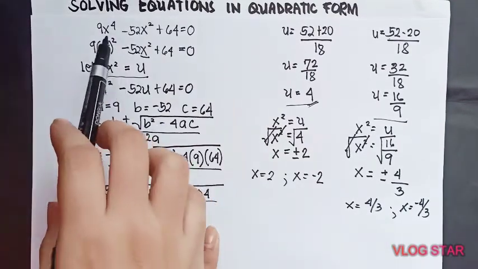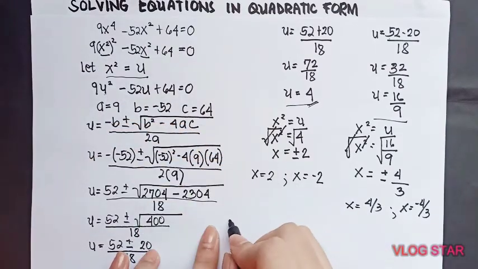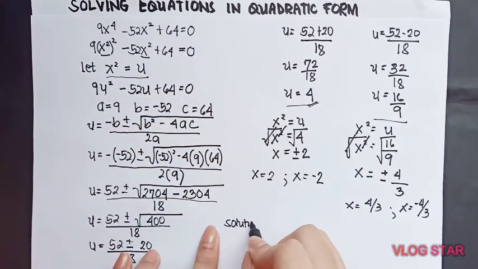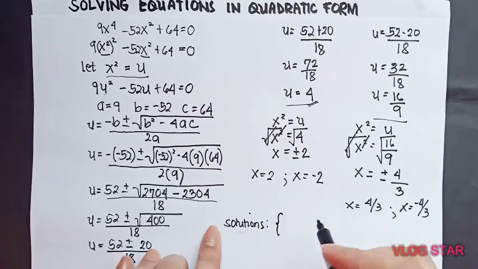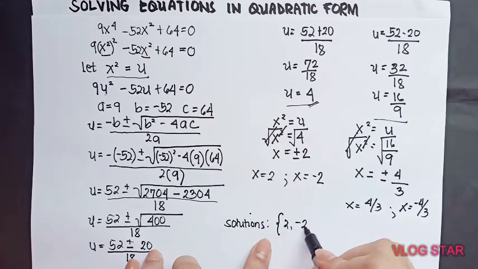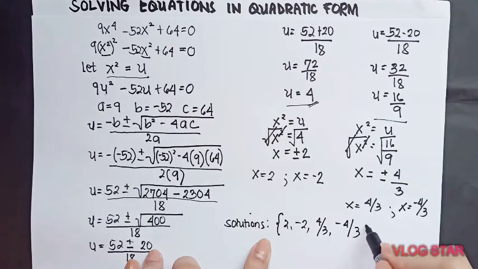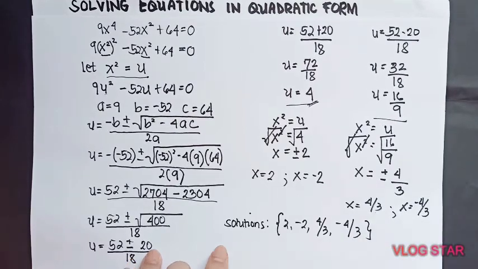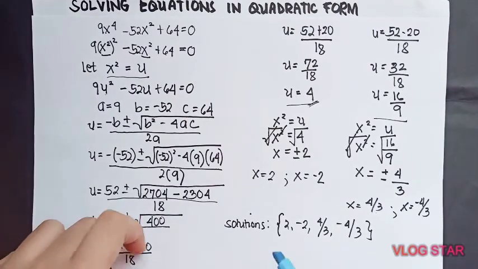Alright, since this is an equation of the 4th degree. So therefore, our solutions are, let's put them here inside the bracket: positive 2, negative 2, positive 4/3, and negative 4/3. So your challenge is you do the checking.